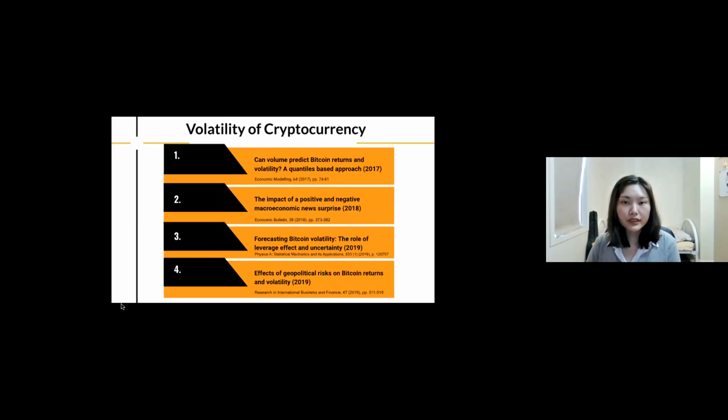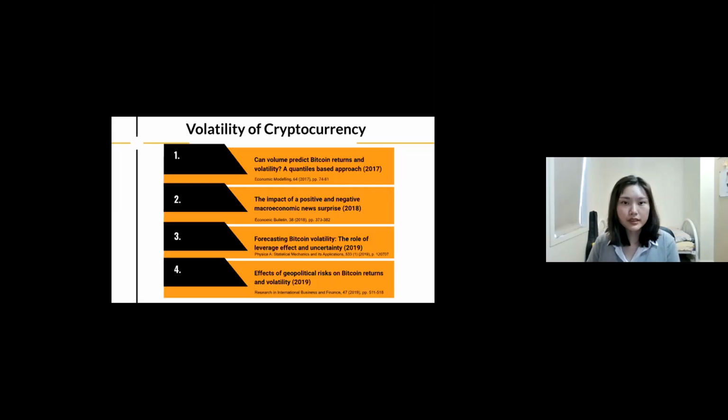While many of the findings focus on the return of Bitcoins using different indicators, many had also focused on predicting the volatility of cryptocurrencies. The first paper on this slide shows that volume can predict returns but cannot predict volatility. The second paper from 2018 indicates Bitcoin volatility can be predicted by macroeconomic news surprises.